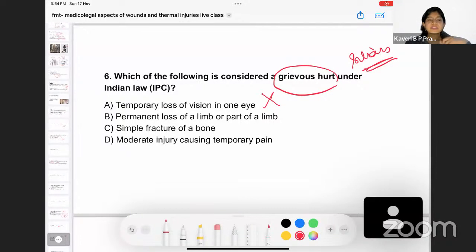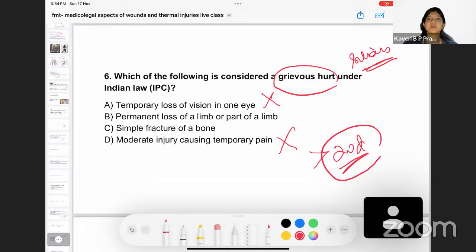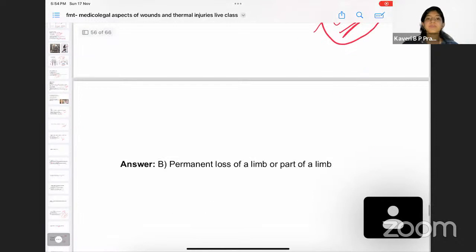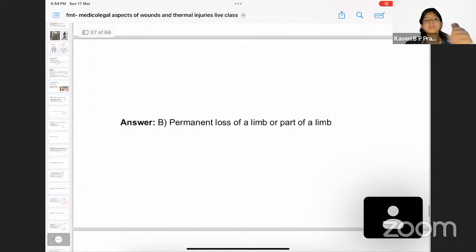Option C, simple fracture of the bone, no. It should be a compound fracture of a bone. Option D, moderate injury causing temporary pain, no. Option D would have been the correct answer if it was more than 20 days. If it is less than 20 days, it is not considered a grievous hurt. Therefore, the right answer is option B, permanent loss of a limb or part of the limb.